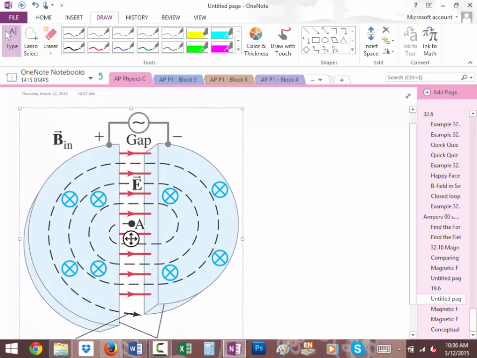This thing is called a cyclotron, and there's a little section in your book about it too, but I just wanted to share this with you because I think it's kind of cool. So they have the source of the charges here at A, and then in between, where that red stuff is, there's an electric field. That electric field is going to cause the charges to accelerate. Does that make sense? Linear acceleration.